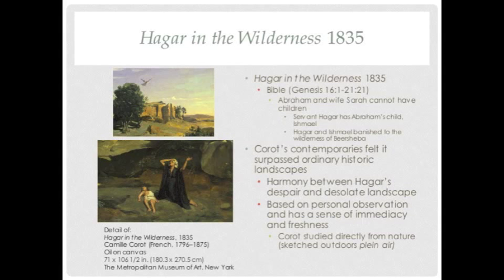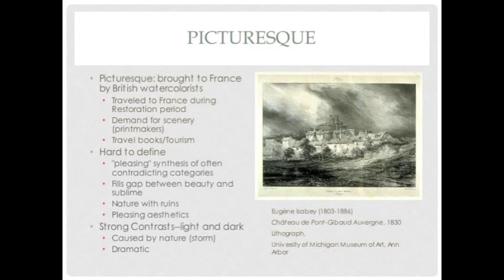Corot's contemporaries felt it surpassed ordinary historic landscape because the harmony between Hagar's despair and the desolate landscape is very, very similar. It's also based on pictorial observation, and it looks like it was depicted directly from nature. Corot studied directly from nature, and he also sketched out of doors. The second major trend of painting is called the picturesque.